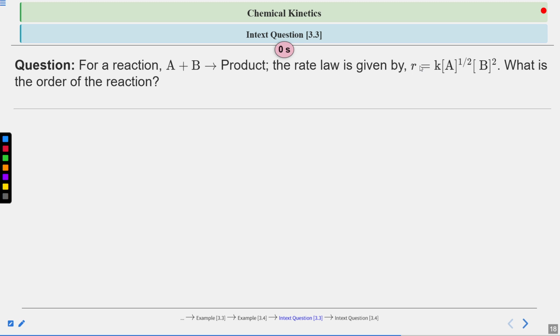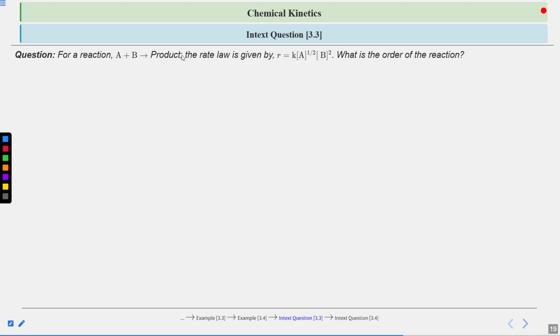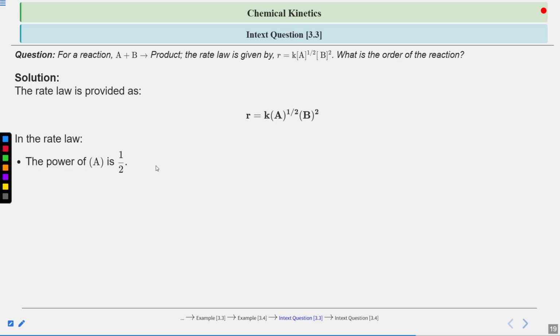Okay, let's see. For this given question, the rate law is provided for the reaction A plus B giving us products. The rate law is R is equal to K times A to the power half, B to the power 2, right? Where A and B are the reactants in the reaction, K is the rate constant, and R is representing the rate. So in the rate law, the power of A is half. Similarly, the power of B is 2.